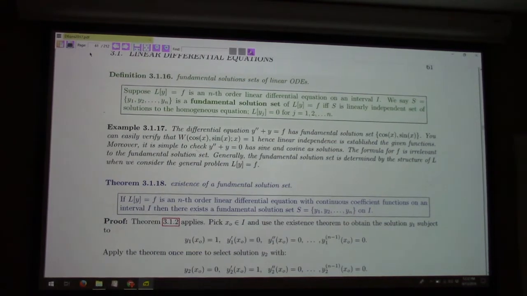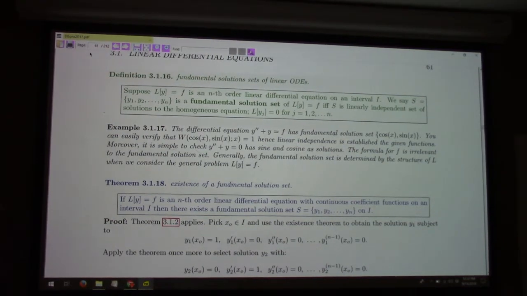This tells us what we're looking for. As we're trying to solve the nth order problem, we're trying to find n functions which are linearly independent and solve the homogeneous problem. If we can do that, we have found the fundamental solution set. That's not quite the whole story, but we're getting there.